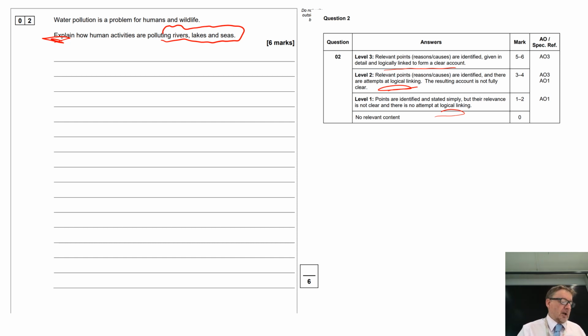Right, so what I'm going to do firstly is think of all the ways in which humans are polluting water. Sewage.